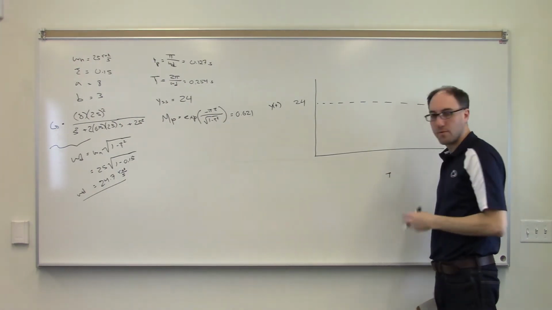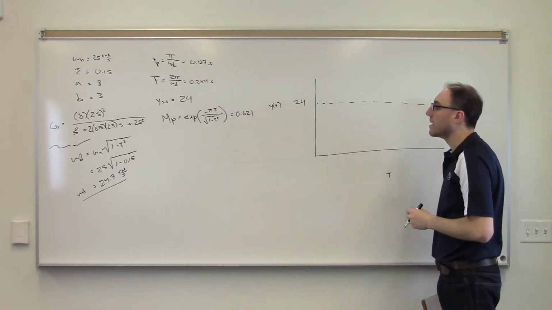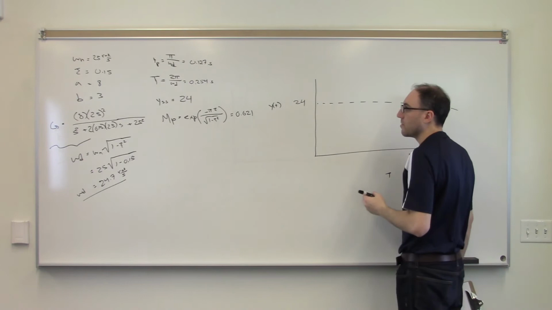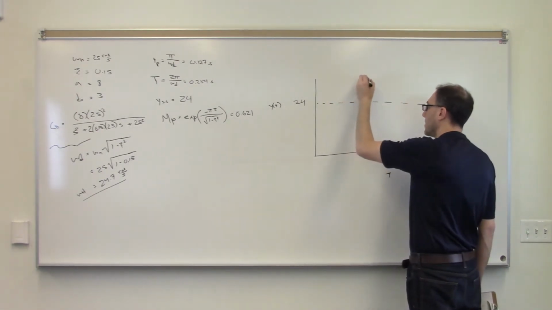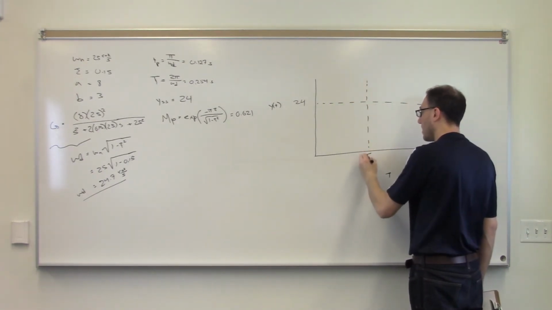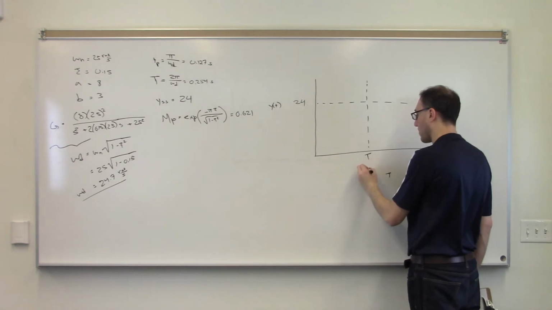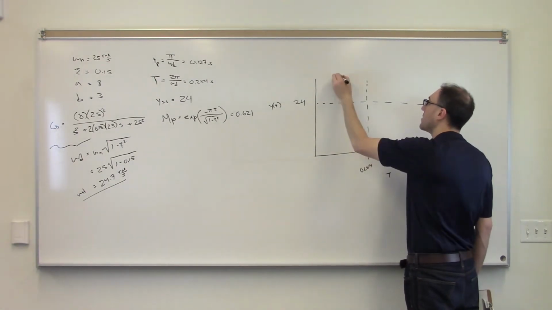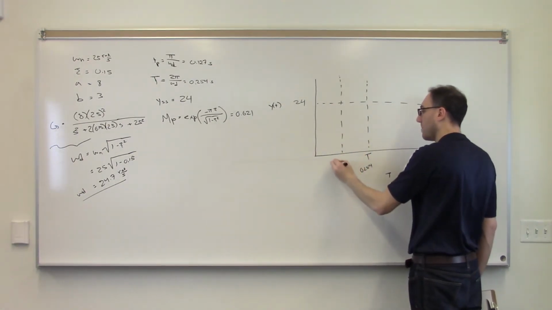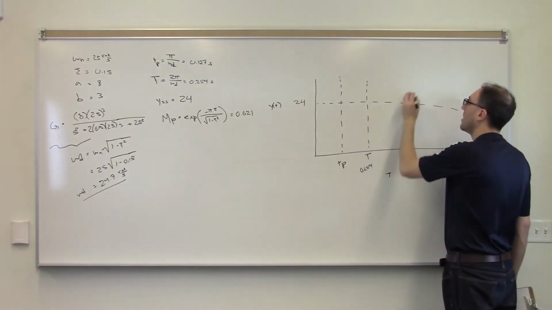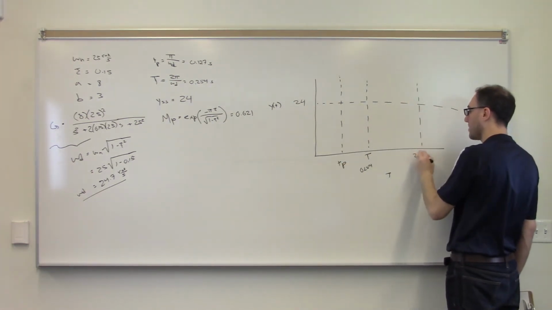And what I can do with my time is I'll just split it up into periods. So this will be a full period. So that will be 0.254 seconds. So about half of that will be my peak time. And trying to be to scale as much as I can.